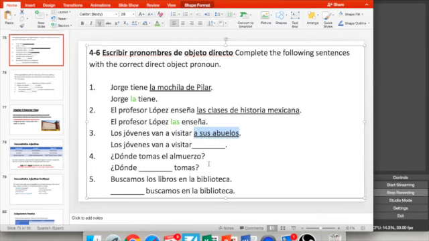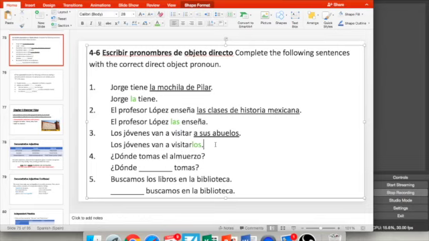Well, the grandparents in this case would be them. We have to decide, are we going to use los or las to say them? In this case, abuelos. We have a man and a woman, so we're going to use the masculine version. Los jóvenes van a visitar los. Going to visit them. Now notice, I attached los to visitar. Why did I do that? Well, two options. You can put it in front of your conjugated verb, or you can attach it to the infinitive. We've attached it to the infinitive here.